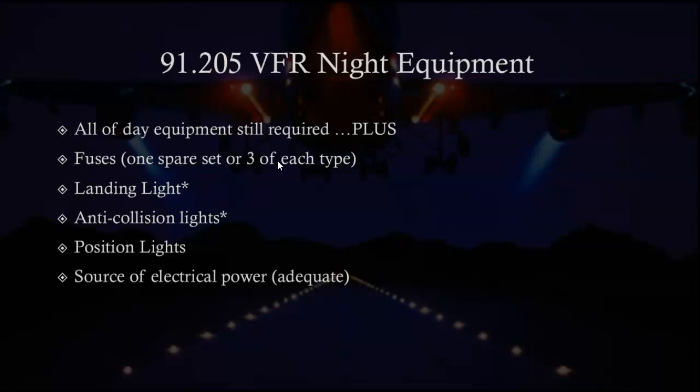A is for anti-collision lights, P is for position lights, and S is for a source of electrical power, for example, a battery and an alternator.